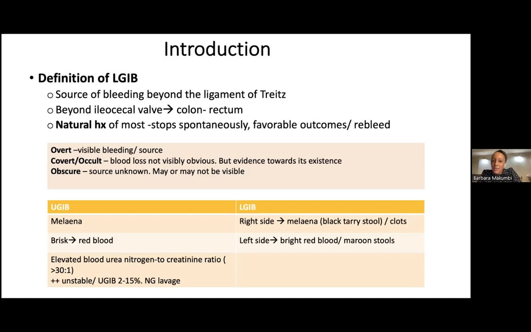With lower GI bleed, a patient may have melena if it's a right-sided bleed, so they can still have melena. They may have clots. And a left-sided bleed may have bright red blood and maroon stools.